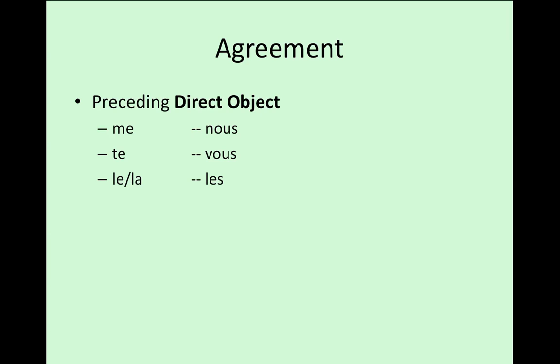So the one final thing that you have to do when you are using the object pronouns in the passé composé is you need to check and see whether there's any agreement. And this is different from in the present tense. You only need agreement if you have a preceding direct object. That means if you have an indirect object, you're fine, you're good to go. You just stick it right before the auxiliary verb and you are done.